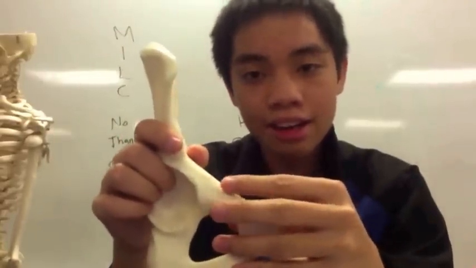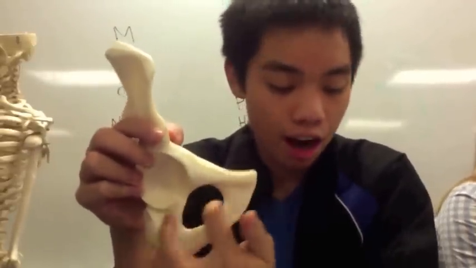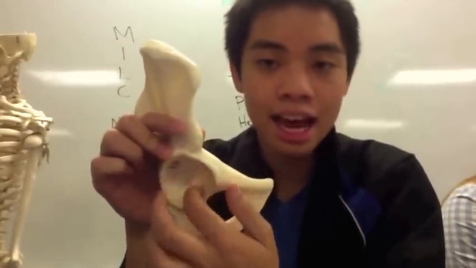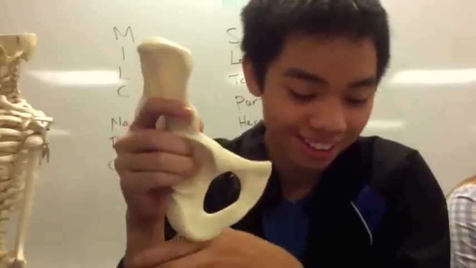Then you have the pubis. This area right here is called the pubis. And this right here is where the pubic symphysis connects. So the pubic symphysis. Other things you need to know is the obturator foramen right here. Then this is the acetabulum, and that's where your femur would connect to, and it would rotate around.